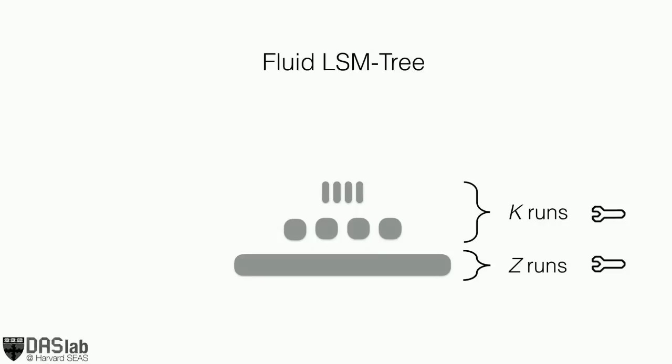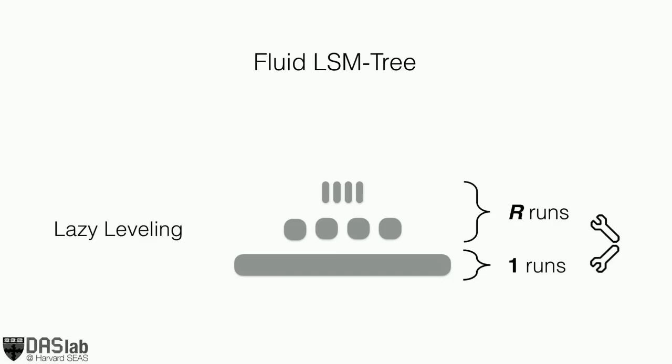To do that, we introduce the fluid LSM tree, which is a generalization of that design space. It allows you to transition between these different designs in small steps, so essentially to be able to assume hybrids between them. The way it does that is it introduces two parameters, K and Z. K controls the number of runs that you're allowed to have at each one of the smaller levels before the merge is triggered, and Z controls the number of runs you're allowed to have at the largest level.